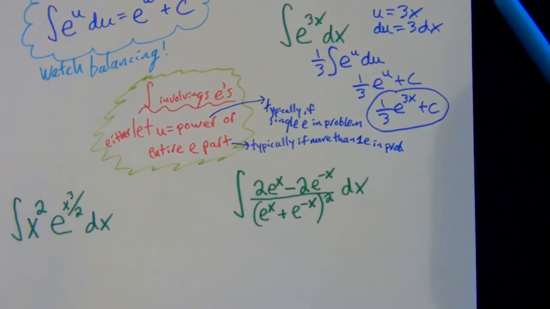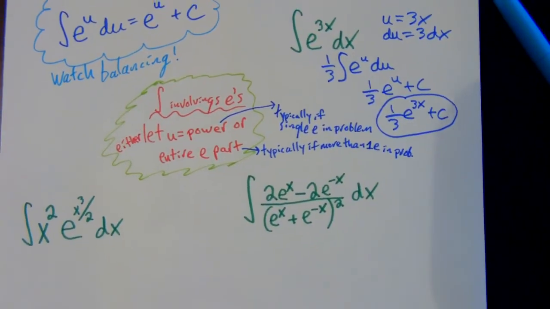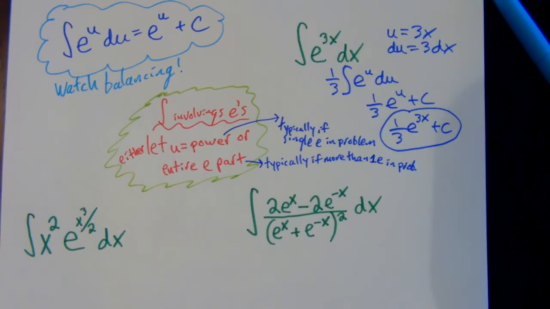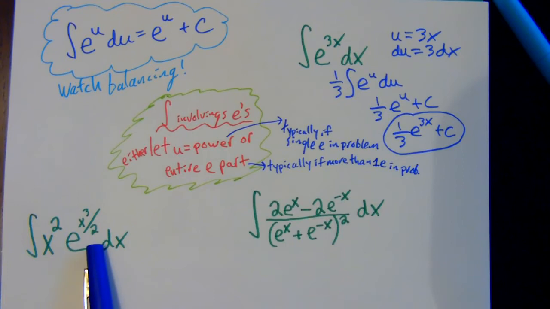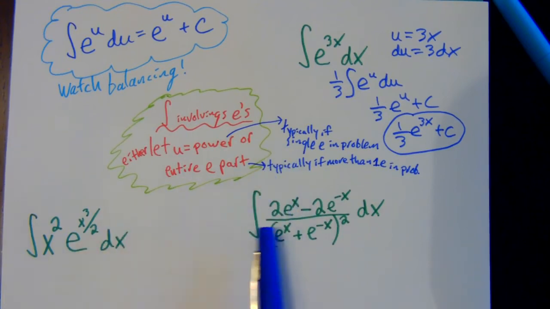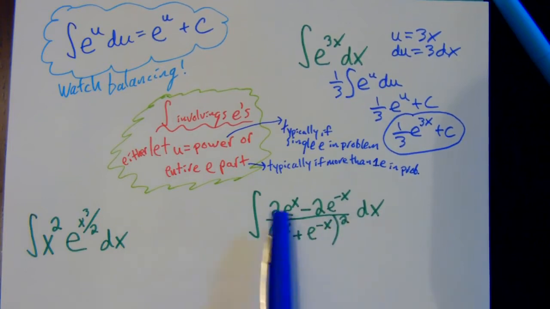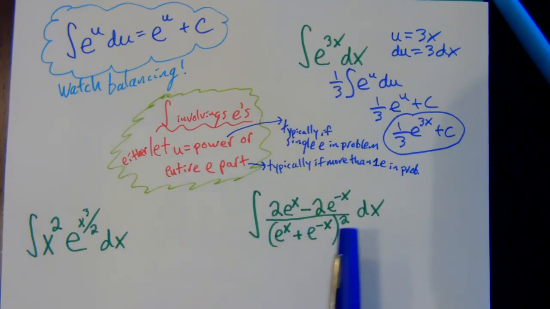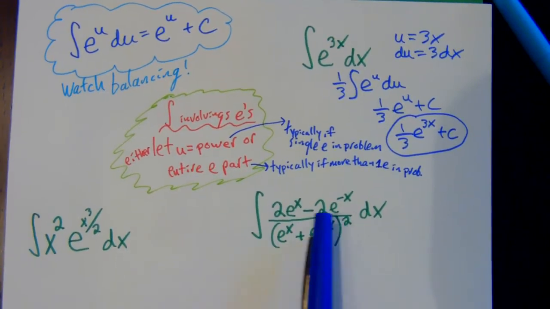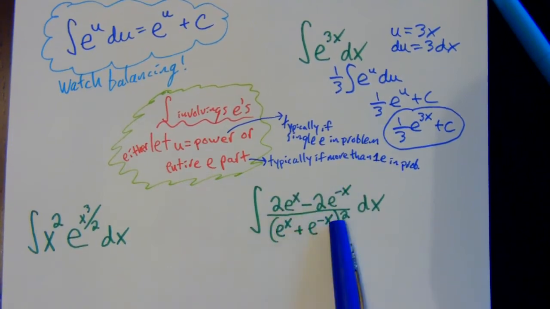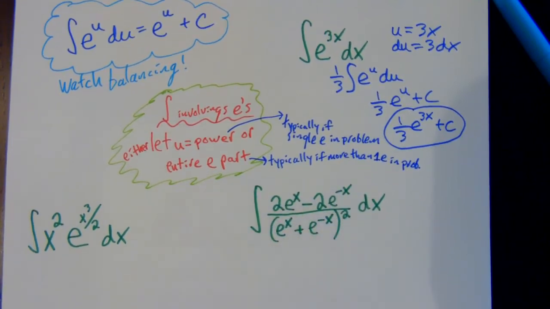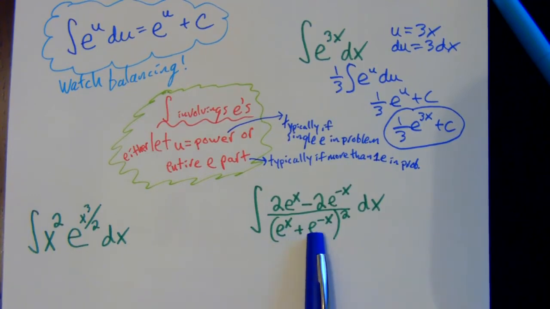So what I want to stress here, there's really two approaches that you're going to take on the e problems. If you see a single e in your problem, most of the time we're going to let u equal that power, and that's going to work out perfectly fine for us. If you have multiple e's in the problem, it's not going to help us to let u equal the power. Okay, we're not going to let u equal the negative x or the positive x. You're never going to let u equal x anyways. But even if those are 2x's or 4x's, you're not going to let u equal just the power when you have multiple e's in that problem right there.